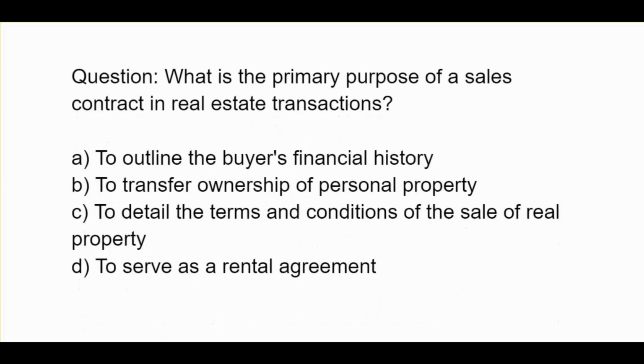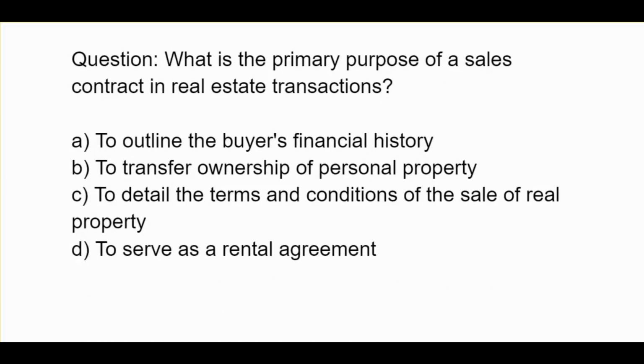Good luck. What is the primary purpose of a sales contract in real estate transactions? A, to outline the buyer's financial history. B, to transfer ownership of personal property. C, to detail the terms and conditions of the sale of real property. D, to serve as a rental agreement.